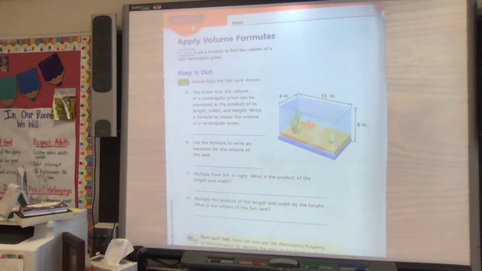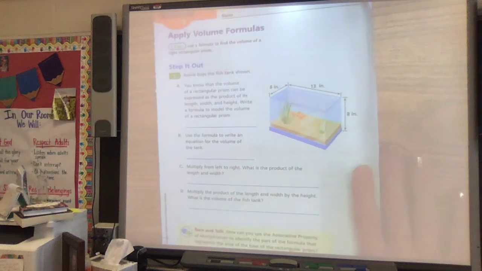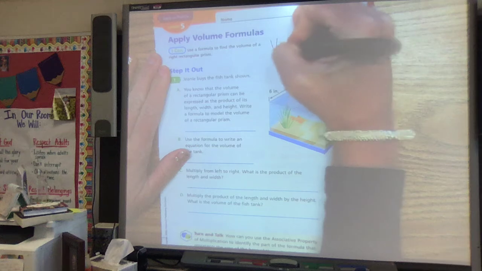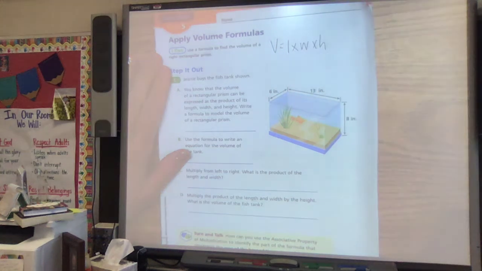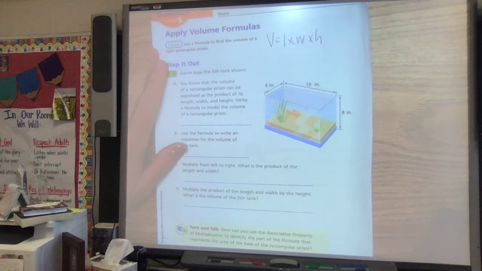Hey boys and girls, today we are going to continue working with volume and we're going to use the formula to help us understand it. So you can see in this video we don't have any unit cubes, we're just seeing our dimensions. So we're going to use the formula that we've been talking about. Volume is length times width times height. So we're going to use that to help us solve our problems.